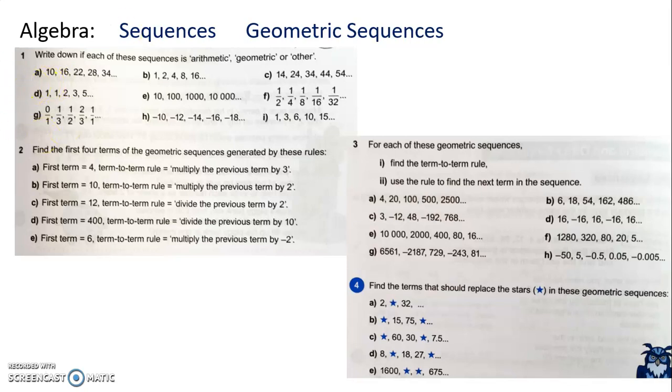Question 2, you're given the first term and you're given the term-to-term rule, and so you've got to work out the first 4 terms in each of the sequences. And then for question 3, we've got to find the term-to-term rule and then use it to find the next term in the sequence. For question 4, it's going to be similar to that last example, so these are a little bit more tricky. You've got to work out what the term-to-term rule is, even though you've got a step skipped, and then you've got to work out what the missing term is. So pause the video and see if you can answer these questions.